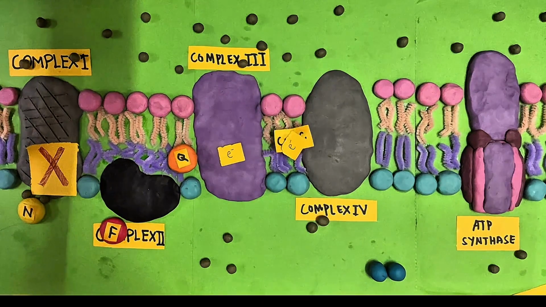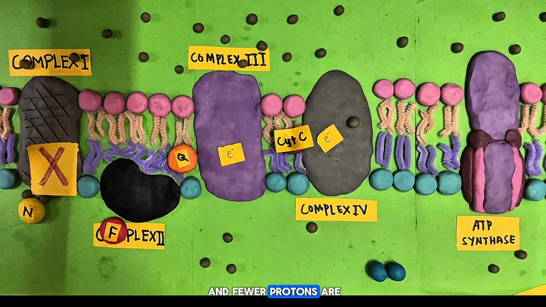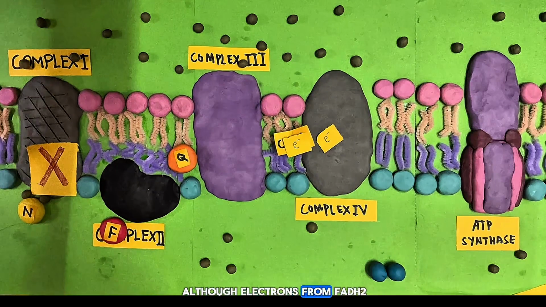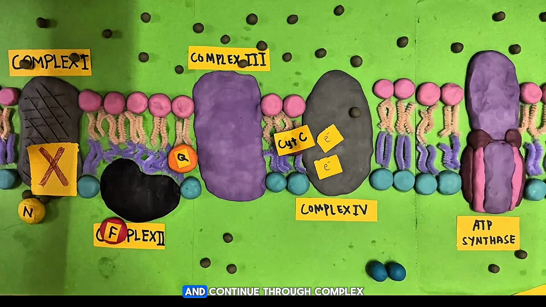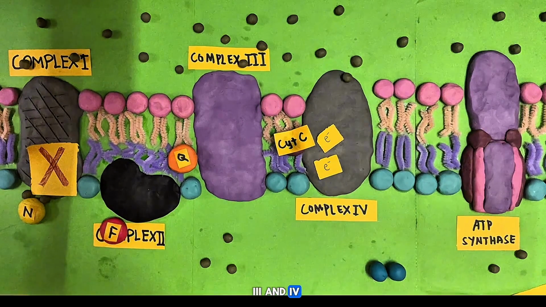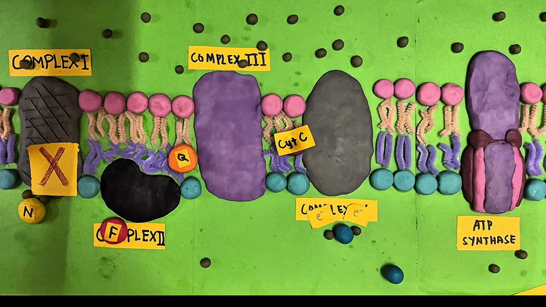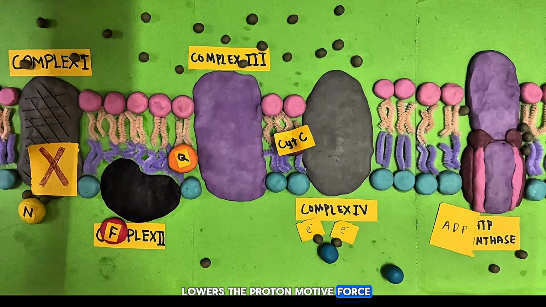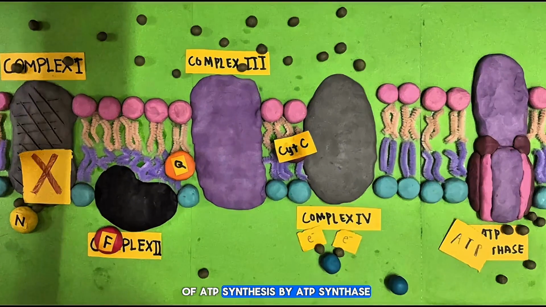As a result, electron transport through complex 1 is impaired and fewer protons are pumped into the intermembrane space. Although electrons from FADH2 can still enter the chain via complex 2 and continue through complex 3 and 4, the overall proton gradient is significantly reduced. This diminished proton gradient lowers the proton motive force, thereby decreasing the rate of ATP synthesis by ATP synthase.